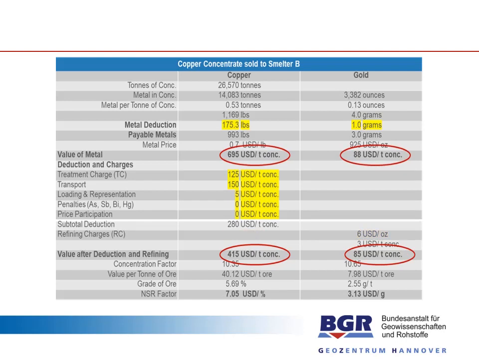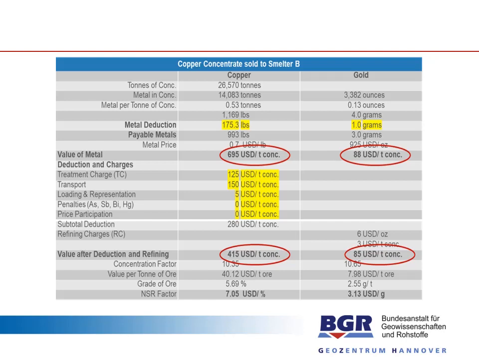It's only 70 US cent per pound, but the grade is higher. It's 530 kilogram of zinc per ton of concentrate, or 1169 pounds. There are deductions that are higher compared to copper of 175 pounds, so payable metal is 993 pounds. The treatment charges are also slightly higher in case of zinc compared to copper, and as the smelter is further away, the transport costs are higher. So the total deductions are $280 per ton of concentrate.